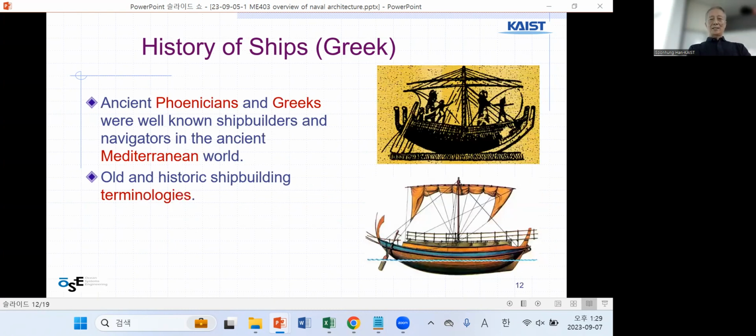Ancient Phoenicians and Greeks were well-known shipbuilders and navigators in the ancient Mediterranean world. The Romans also, after the Greeks. So the historical terminology is coming from those years, more than 2,000 years ago. So special.